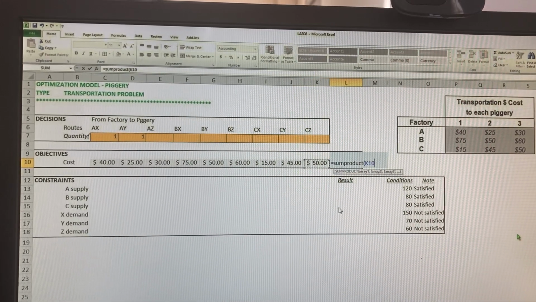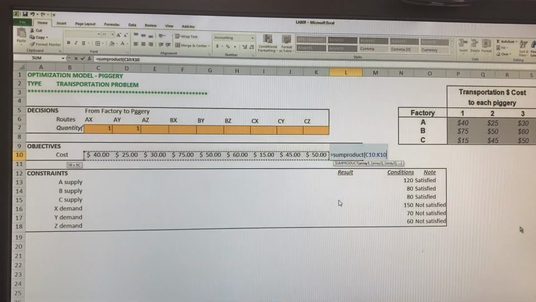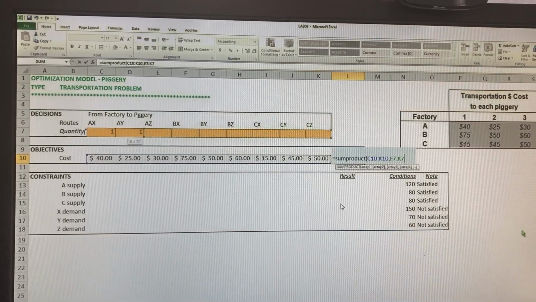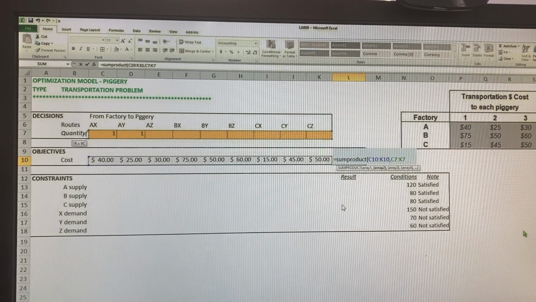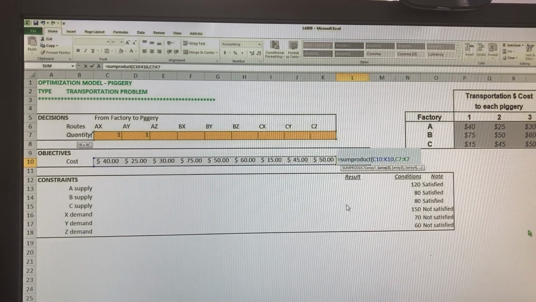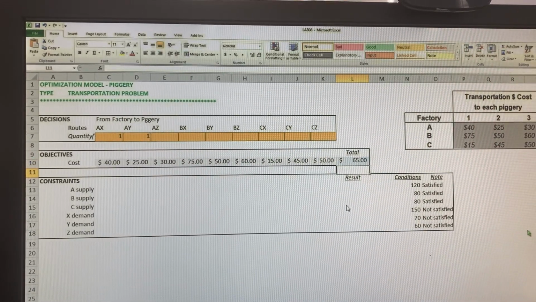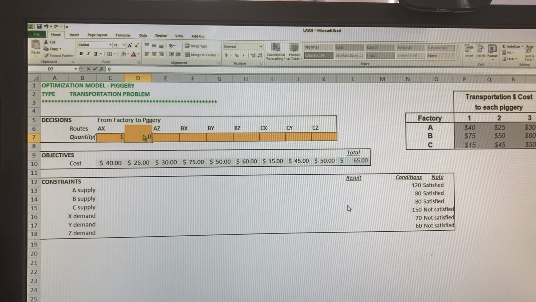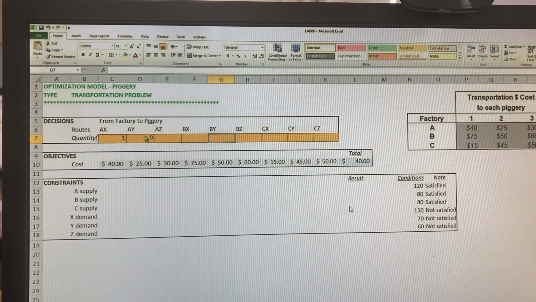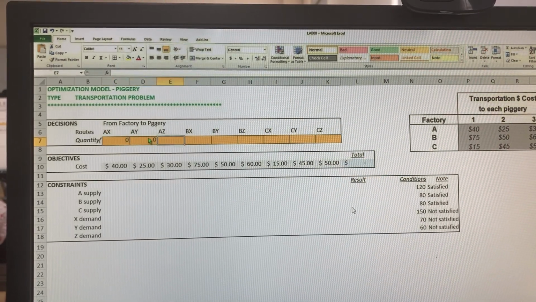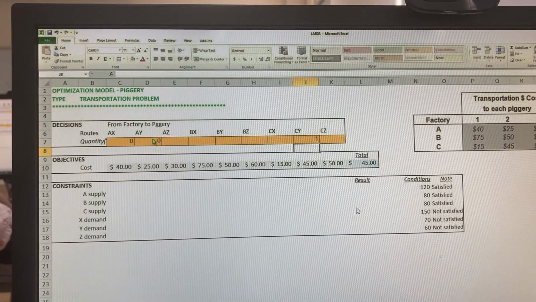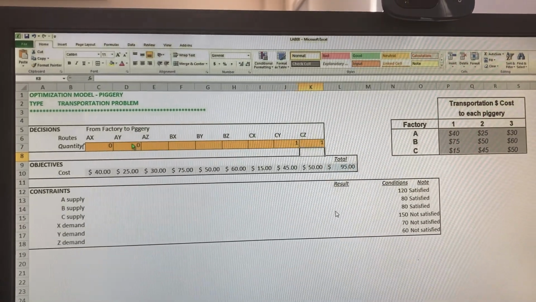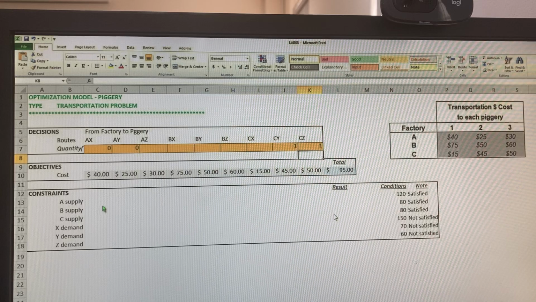When we take the sum of the product of the cost and the number of trucks from a factory to the piggery, this is 65. We'll double check. 0 here, so it's 40, so it's good. 0 here, and it should be 45, so it's good. So 45 and 95. Okay, so it's good.